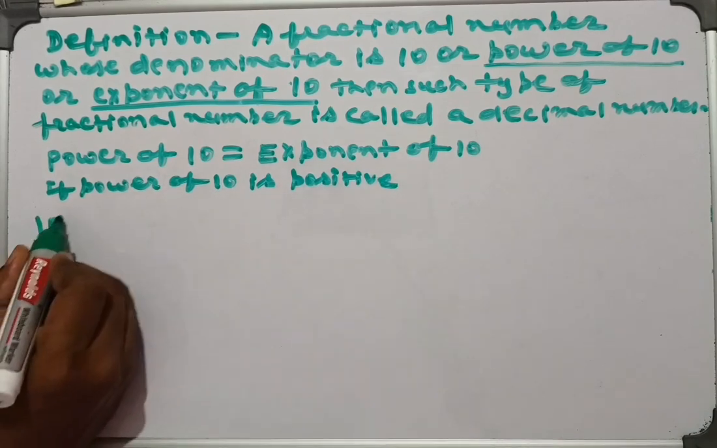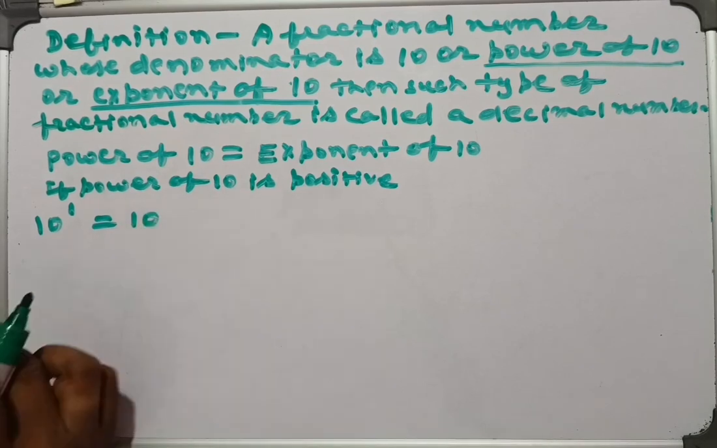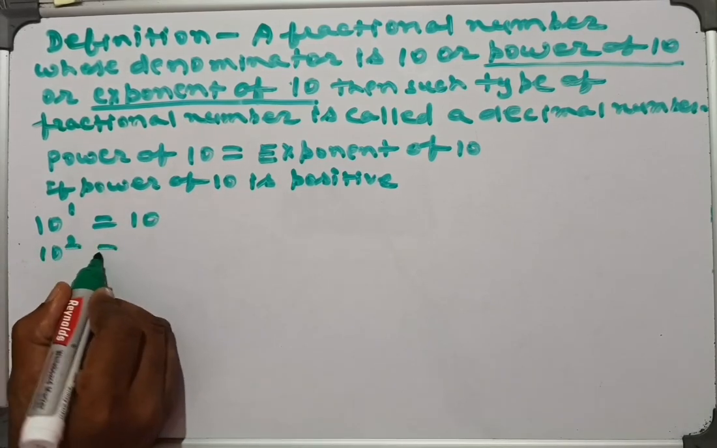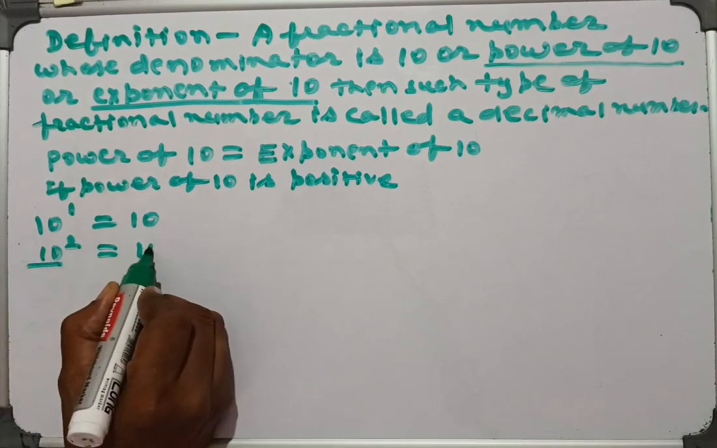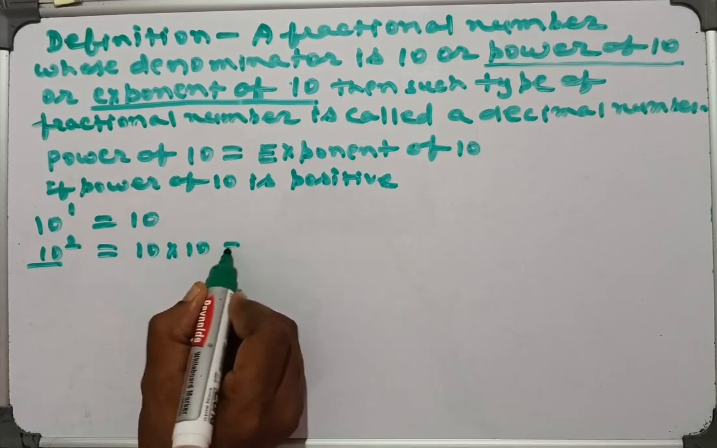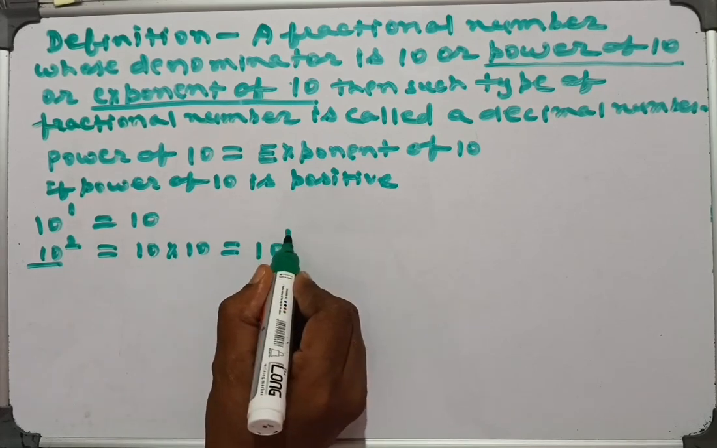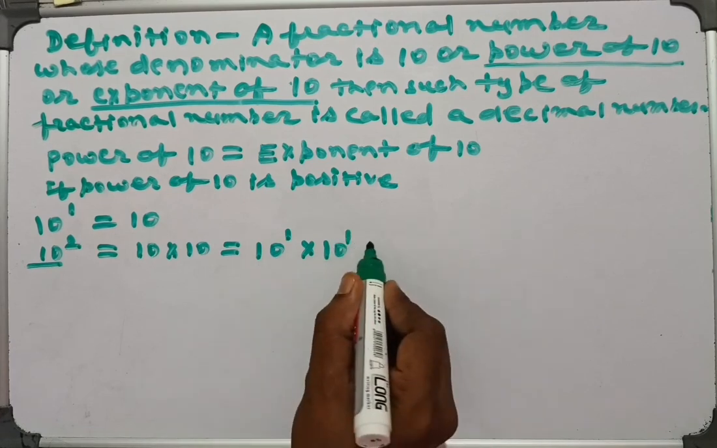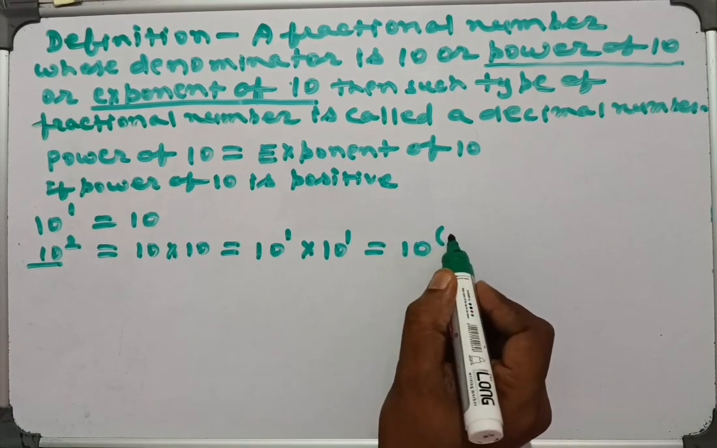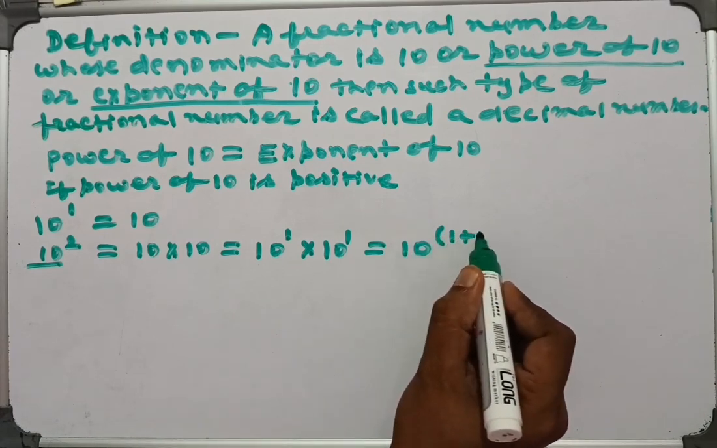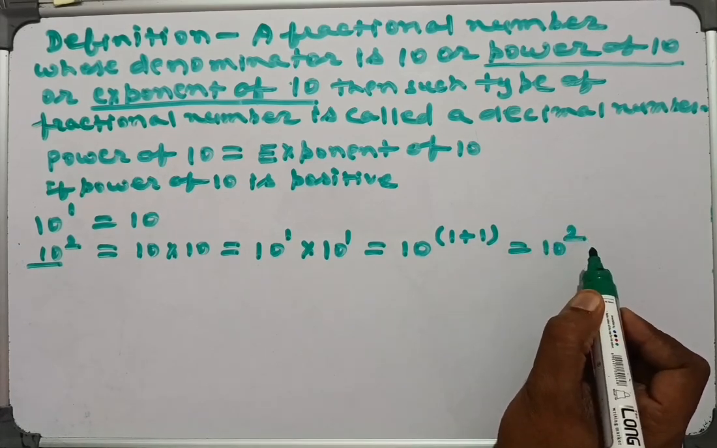See, this is 10 to the power of 1, which is equivalent to 10. Take another example, 10 to the power of 2. Then it means you have to multiply 10 twice. In higher classes you will read this can be written as 10 to the power of 1 multiplied by 10 to the power of 1, then take common 10, and in the power you may write 1 plus 1. Now this is equivalent to 10 to the power of 2.